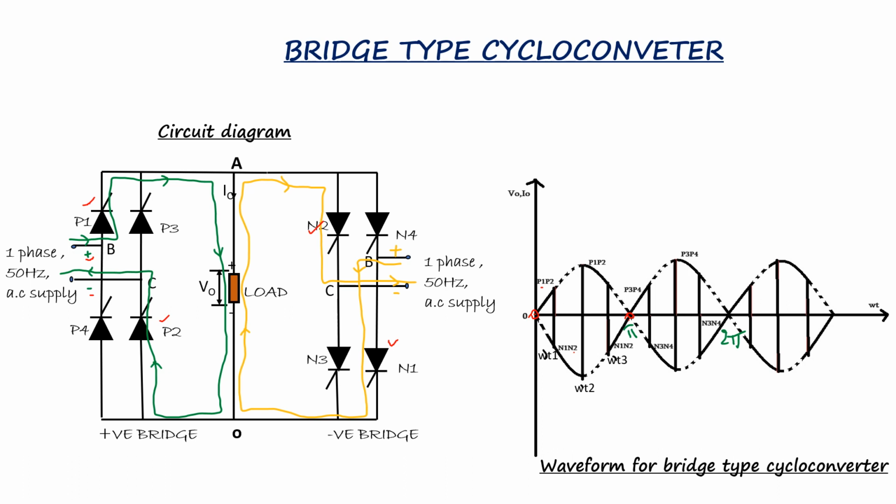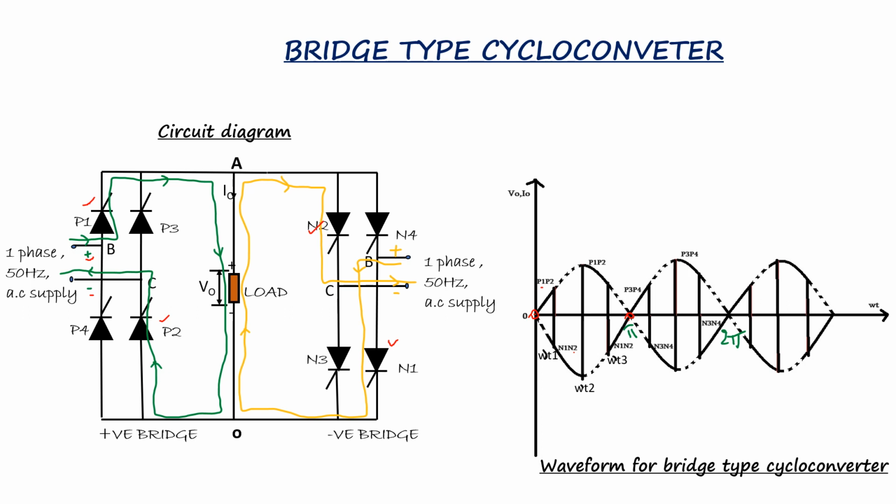If you look at the circuit, when P1 is conducting, it carries the current through P1, goes to the load, and through P2, and then it comes out like this. In the negative group on the right-hand side, N1 and N2 are conducting, so B is made positive and the current flows through N1, load, and N2, and it comes out like this, right?